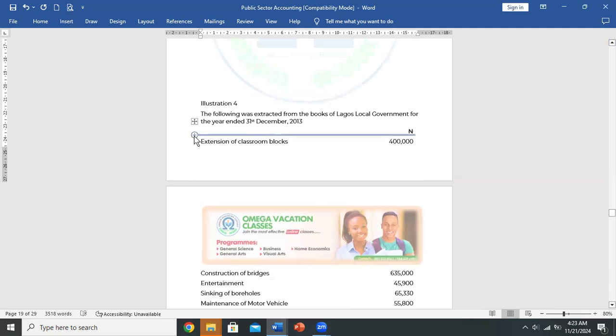So the first one, extension of classroom blocks. Is that a capital or revenue? Capital, please. Thank you. No two ways about that. Construction of bridges, Prof. Amma. Capital. Thank you, perfecto.